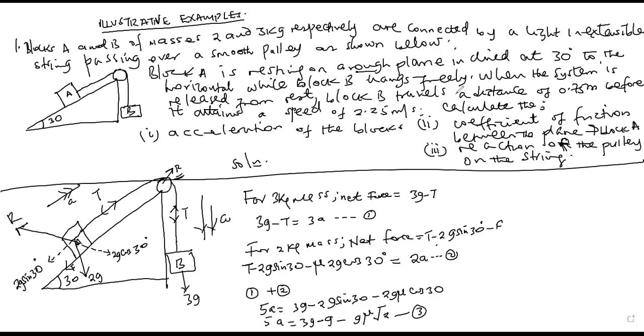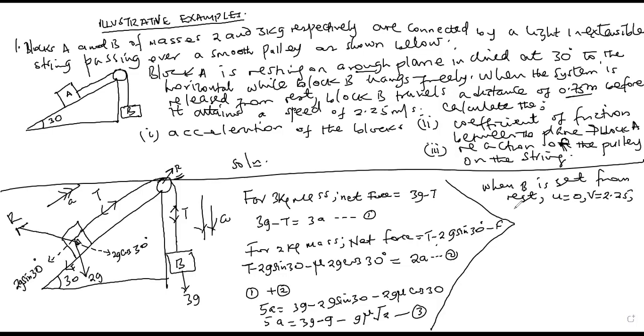You see, they are saying that when the system is released from rest, block B travels a distance of 0.75. So I'm going to note that when B is set from rest, it travels a distance. Remember, from rest, it means that the initial velocity was 0. And it attained a speed of 2.25, meaning that is the final velocity, 2.25. But it traveled a distance of 0.75.